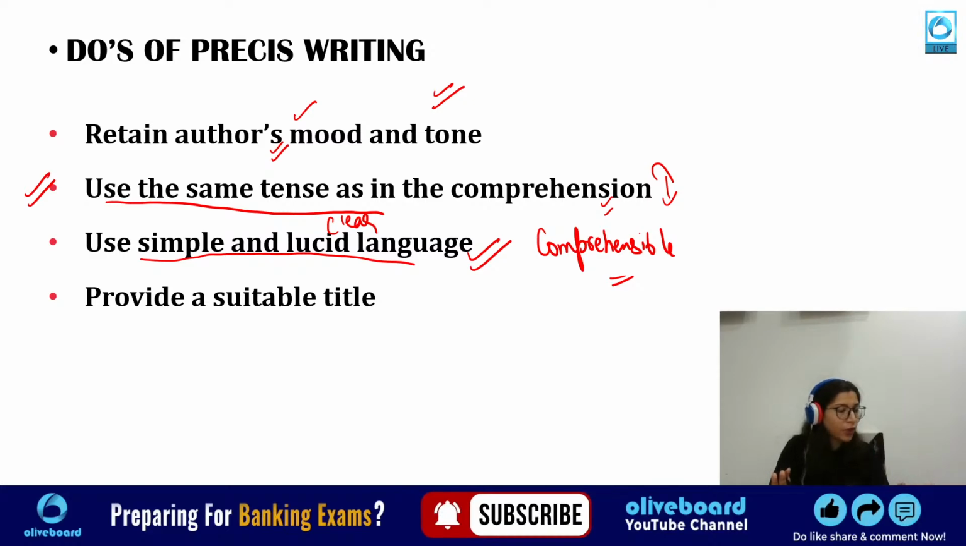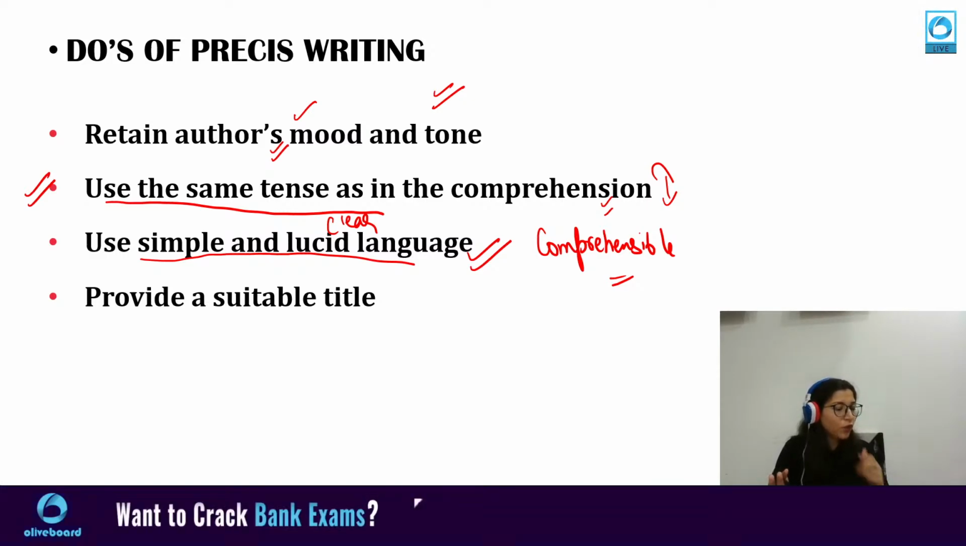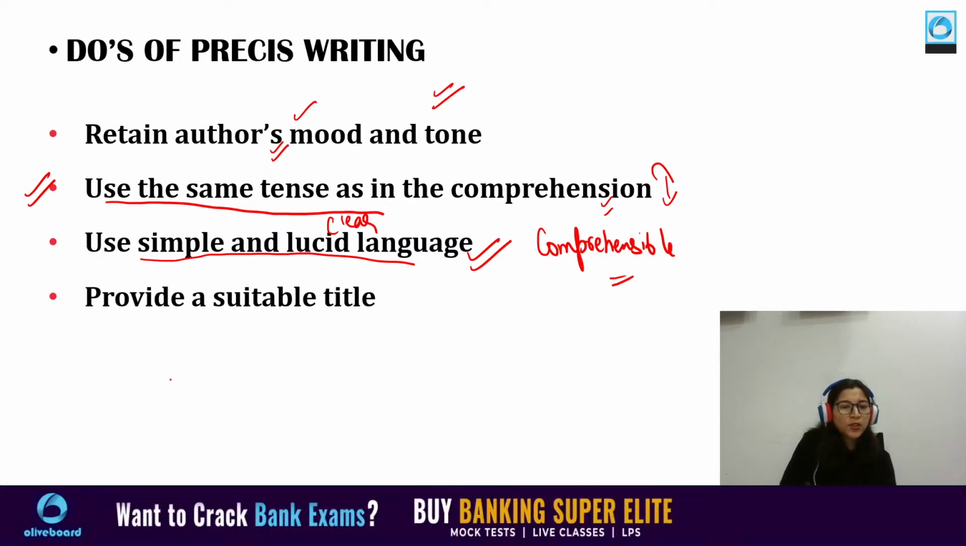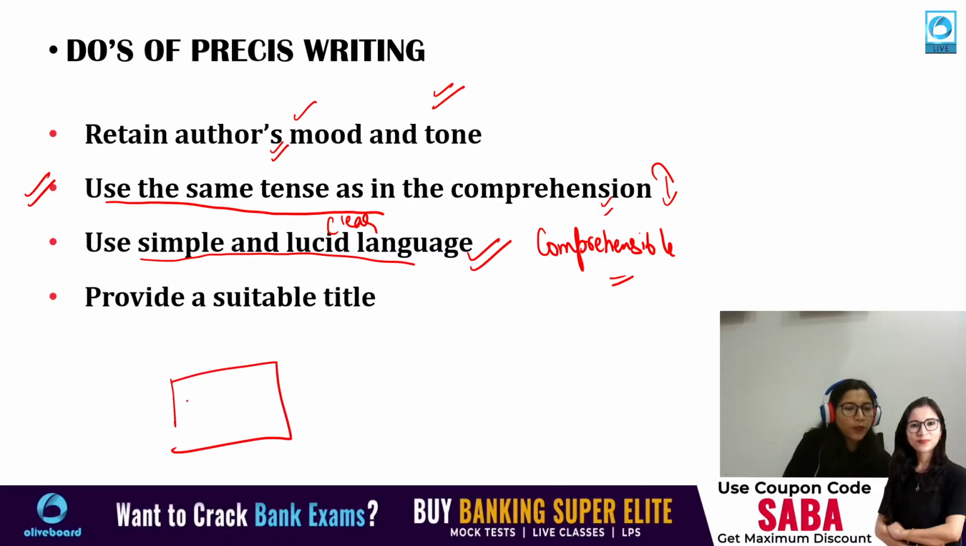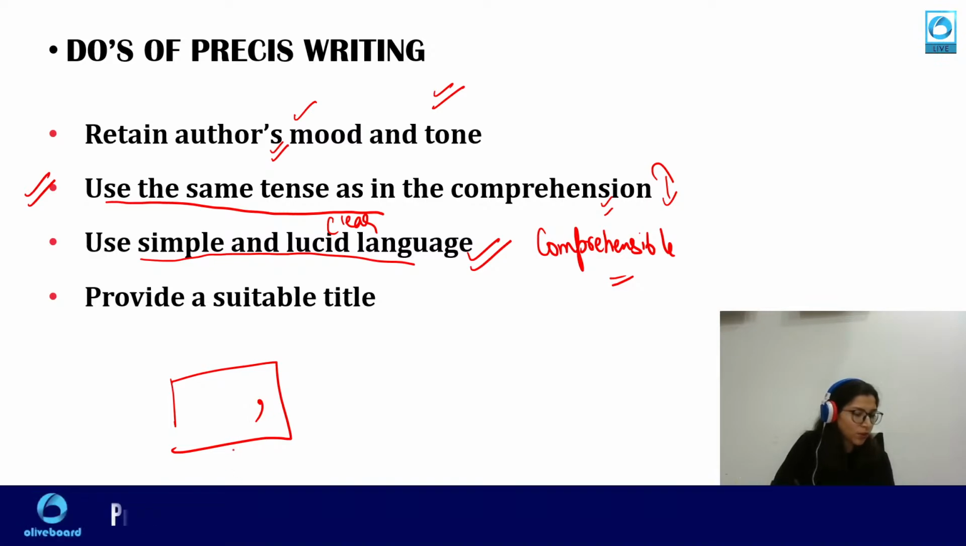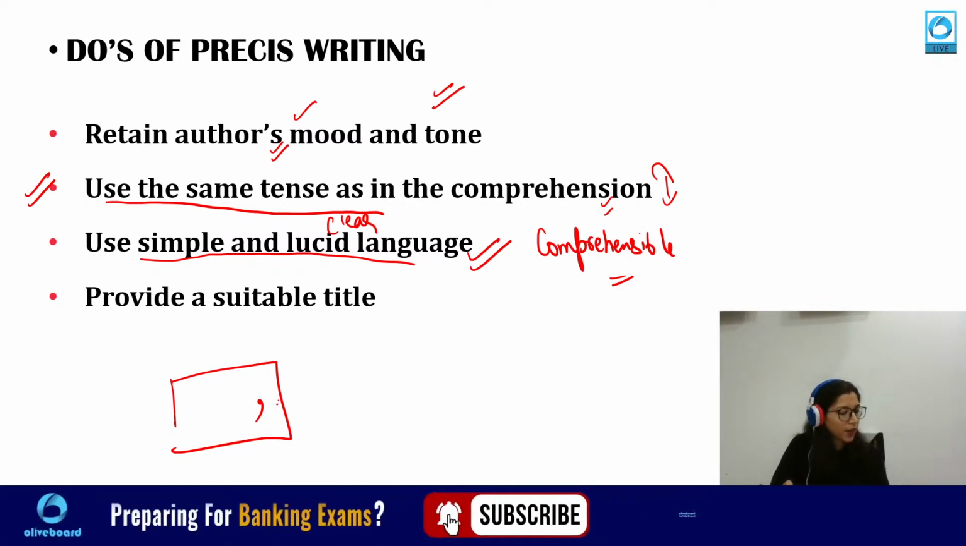Anushka is asking, if boxes are given, what will be the approach toward punctuation? Suppose this is the box, and you have to write one word here, and after that word a comma is required. So you will write the comma here only, in that box. The full stop will also be in that box.